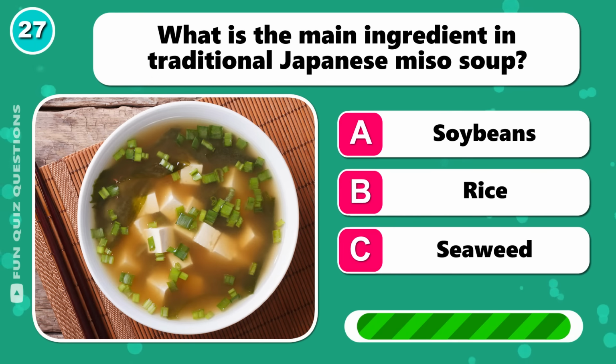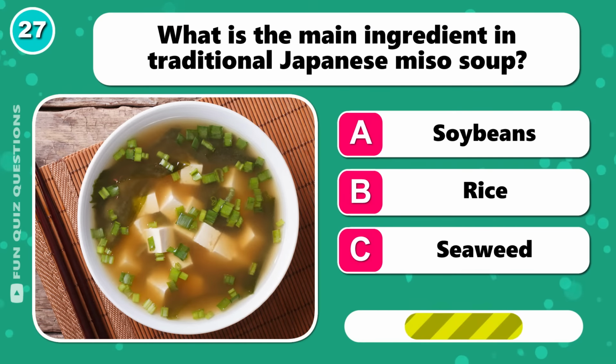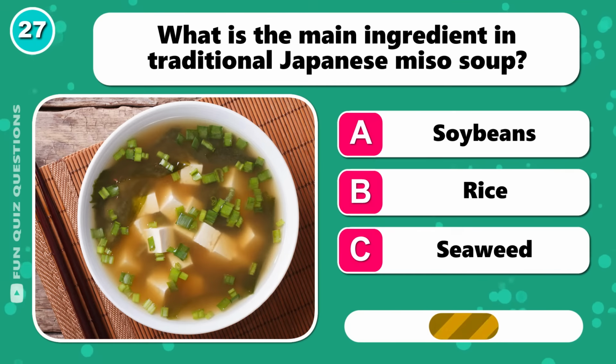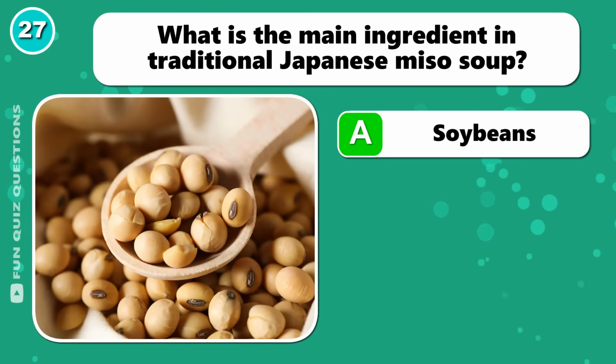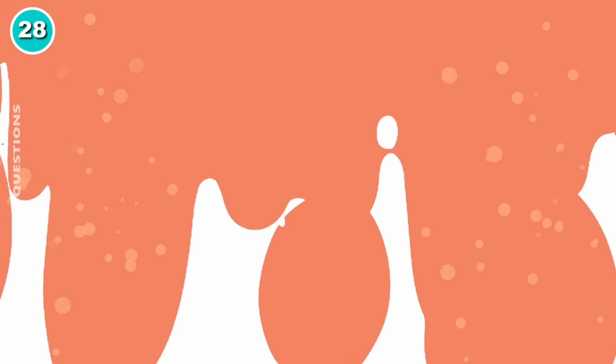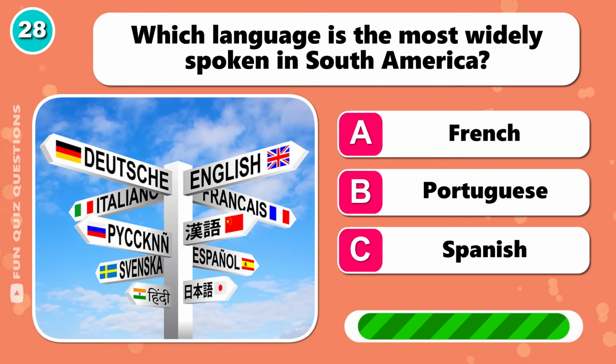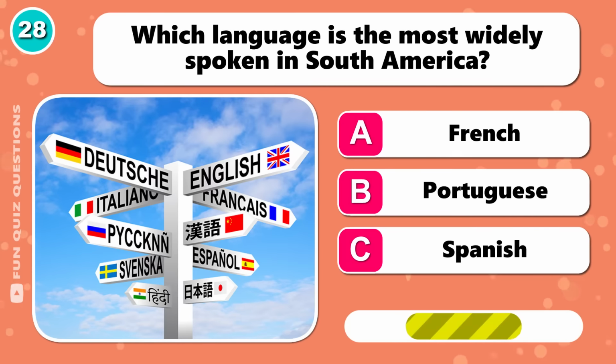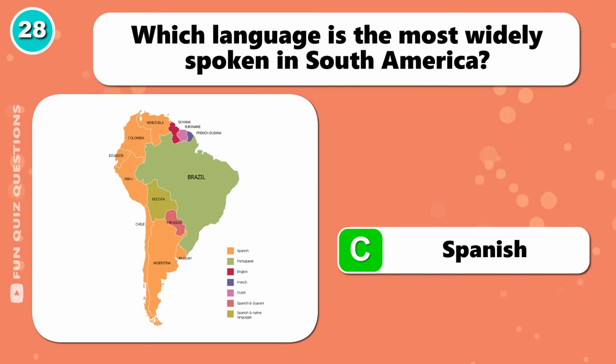What is the main ingredient in traditional Japanese miso soup? Yep, it's A, soybeans. Which language is the most widely spoken in South America? That would be C, Spanish.